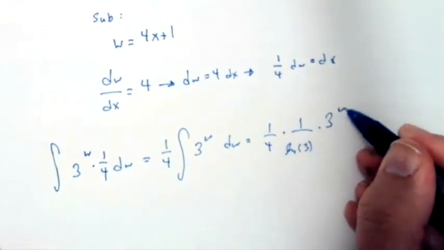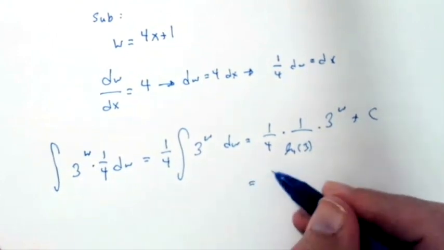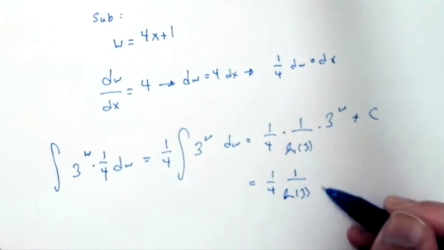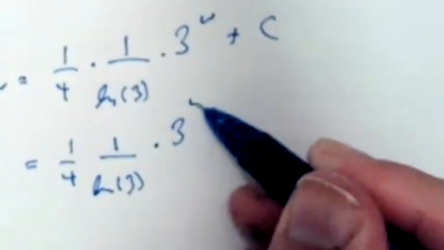When we take this antiderivative using the exponential rule, this becomes 1/4 times 1 over natural log of 3 times 3 to the w plus c. Finally, don't forget to sub back in the w. This gives 1/4 times 1 over natural log of 3 times 3 raised to the 4x plus 1 plus c. Let's look at one more problem.